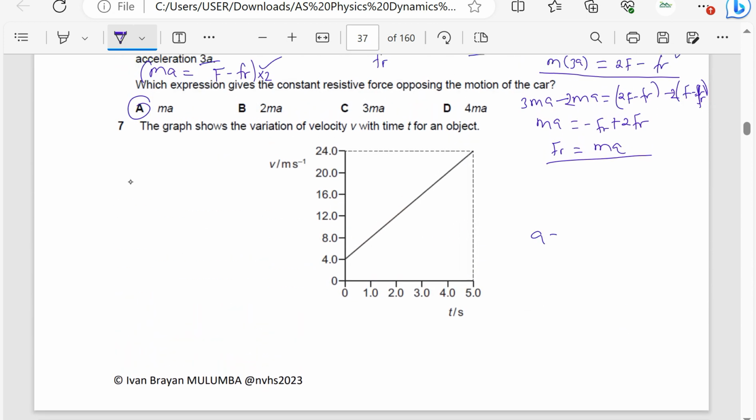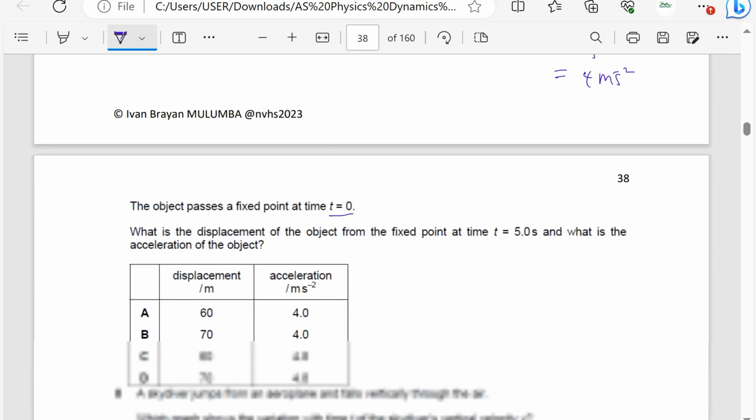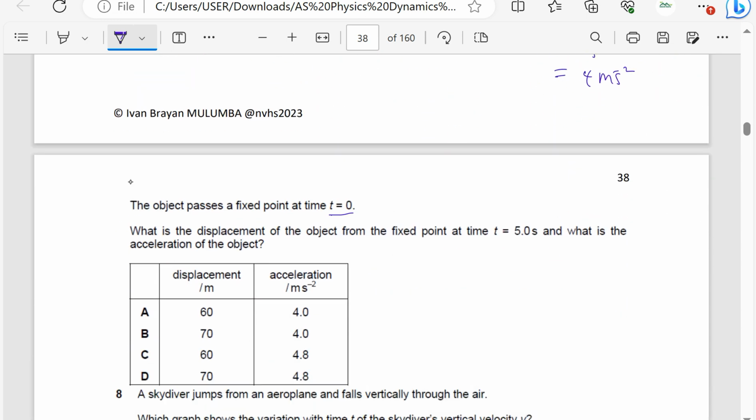So acceleration is equal to the gradient, which is going to be v minus u over t. v is 24 minus u, which is 4, divided by t, which is 5. So that is 20 divided by 5, which is 4 meters per second squared. So acceleration is 4 meters per second squared, which eliminates C and D.